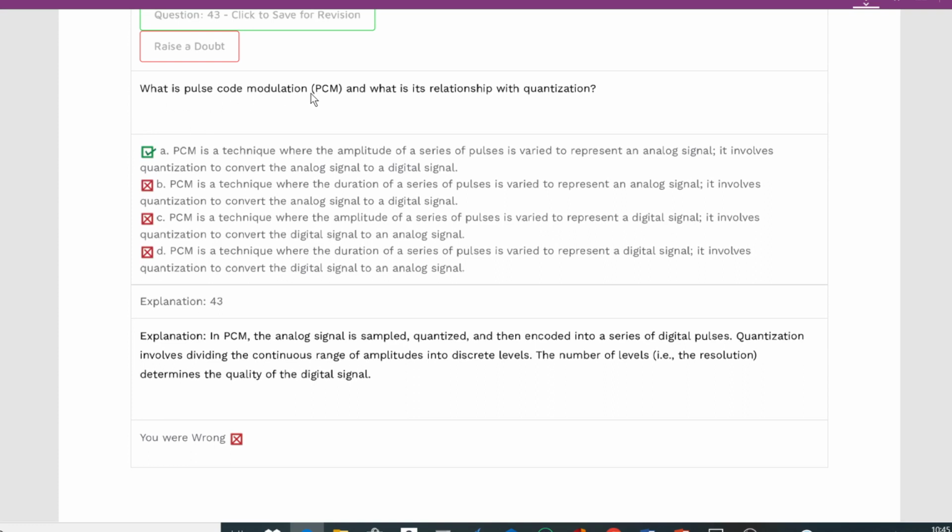What is pulse code modulation (PCM) and what is the relationship with quantization? PCM is a technique where the amplitude of a series of pulses is varied to represent analog signals, and it involves quantization to convert the analog signals to digital signals. So option A is correct here.